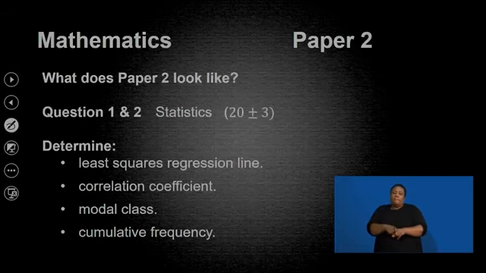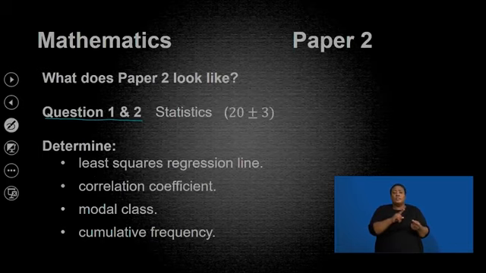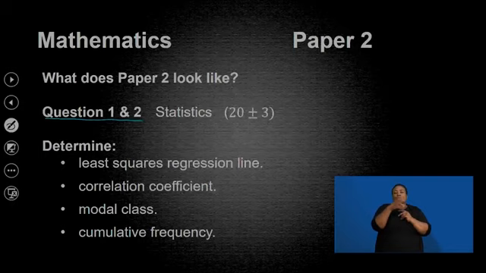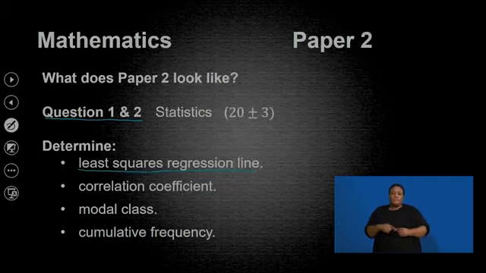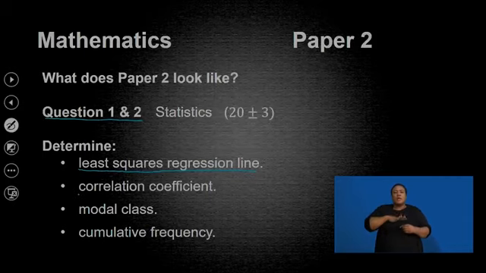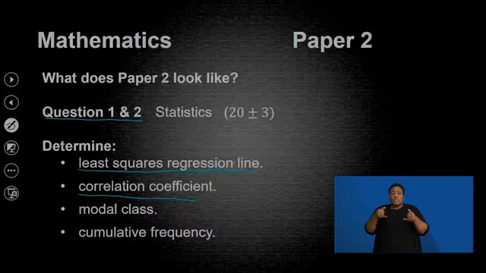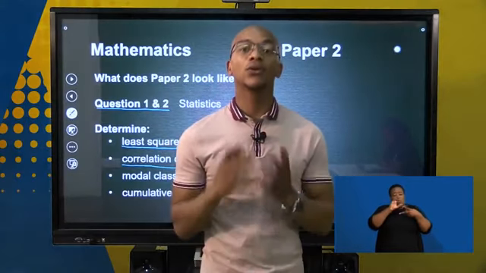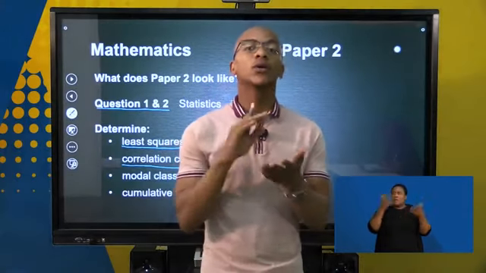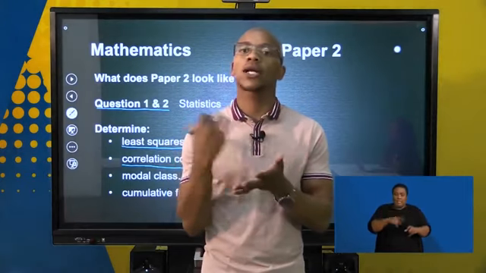And then the very first questions that we deal with, which are the first 2 questions, are statistics, which is 20 plus or minus 3 marks. Here you need to be determining the least squares regression line and the correlation coefficient. So the very first 2 concepts, guys, are mainly on your calculator. You don't do this manually. You need to be pressing your calculator in order to do this.